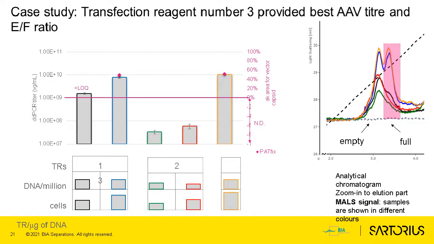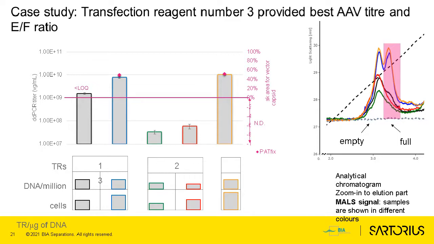So multi-angle light scattering detector zooming chromatogram on the right with different colors. Each of these colors represents one of the experiments. So the blue color represents transfection reagent 1, also with the bars showing what was the ratio between the DNA and the cell amount, and also transfection reagents and the DNA amount.